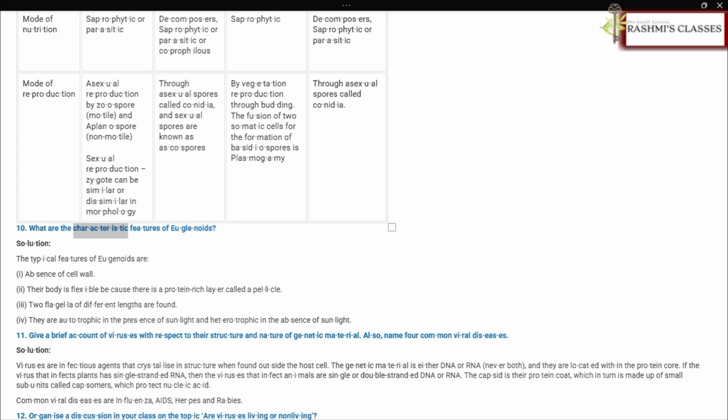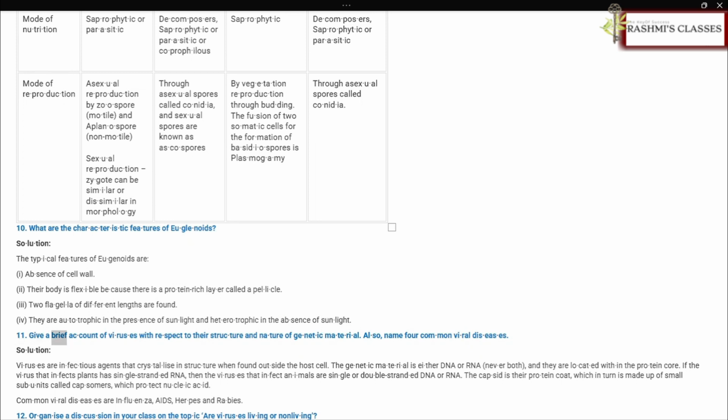10. What are the characteristic features of euglenoids? Solution. The typical features of euglenoids are 1. Absence of cell wall. 2. Their body is flexible because there is a protein-rich layer called a pellicle. 3. Two flagella of different lengths are found. 4. They are autotrophic in the presence of sunlight and heterotrophic in the absence of sunlight.